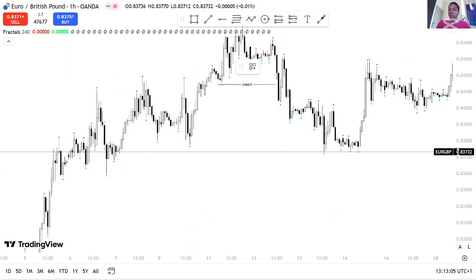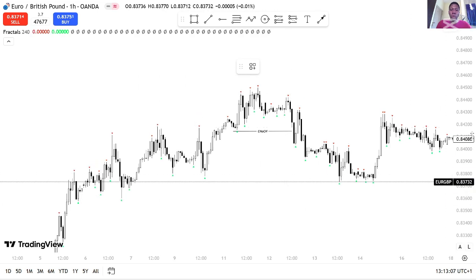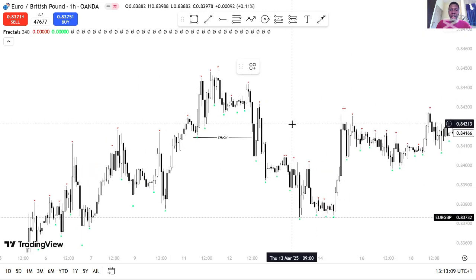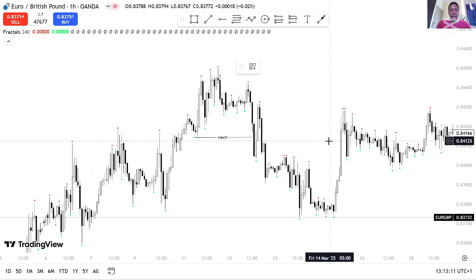It's paramount for all traders to know how to read market structure, so that they can know when to buy and when to sell. So that's it.